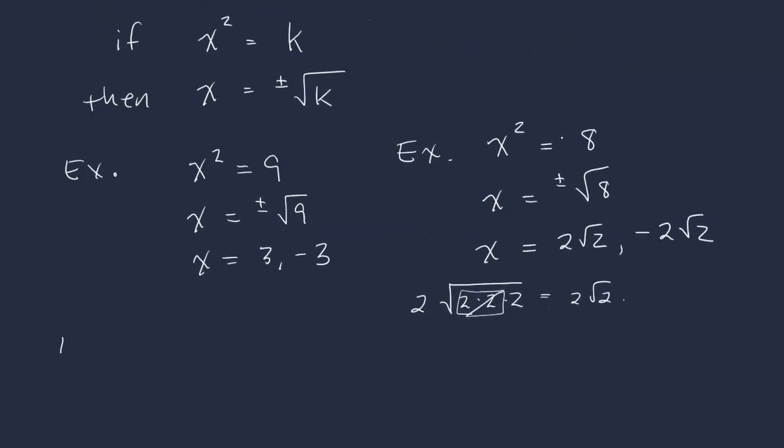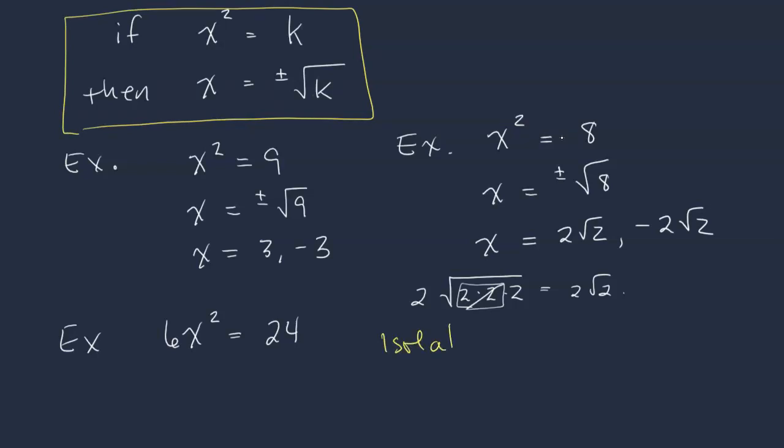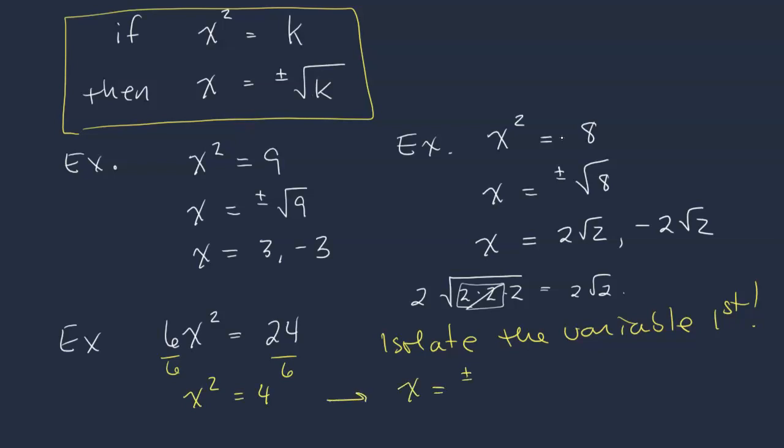Here's another example. If you have something multiplied to your variable term, you'll need to isolate the variable before you can solve for it. I'll leave that property up there. So again, we're invoking the square root property, but only once we have the variable isolated. Isolate the variable first. So let's divide by 6 on both sides, and we'll get that x squared is equal to 4, and we can invoke the property to see that x is equal to plus or minus 2. That's 2 or negative 2.